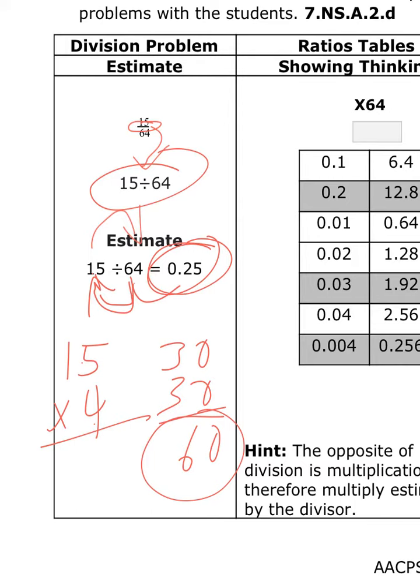So 0.25 is a pretty safe estimate here. Now, we can use that to start coming up with our ratios in the ratio table. They start with 0.1 over here, and then you do 0.1 times 64, which is just moving the decimal point one spot to the left to get 6.4. Then they do 0.2, so you have 2/10 times 64, which is just doubling your 6.4, and you get 12.8.